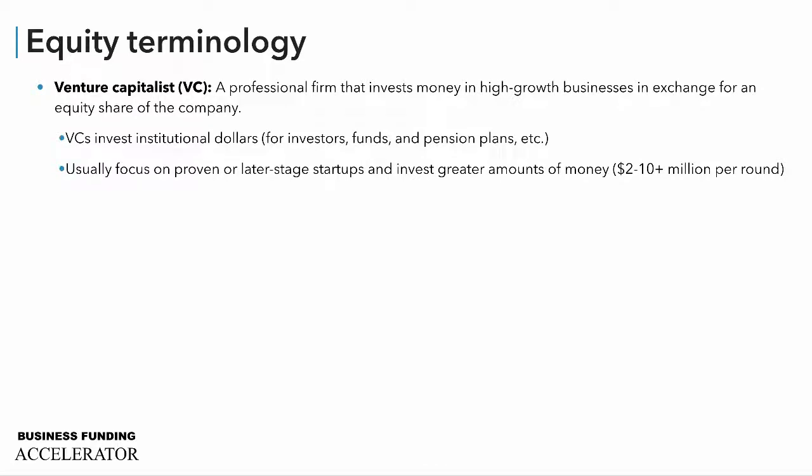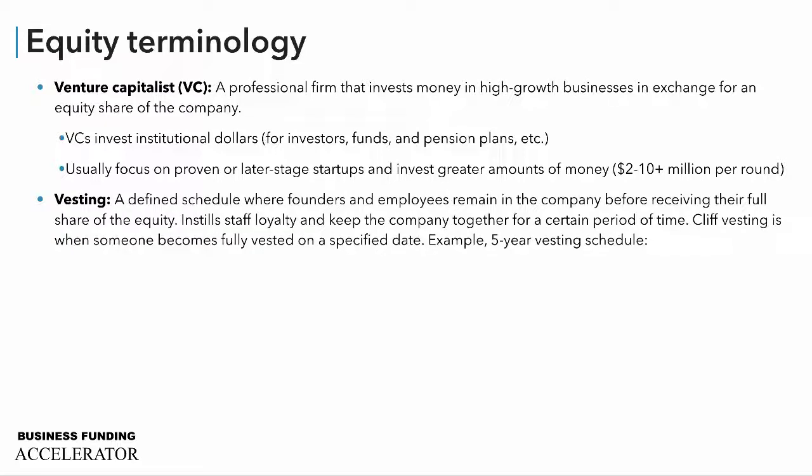They usually focus on proven, or many times early, but many times later stage startups and high growth companies, and they invest greater amounts of money. You typically won't see a VC firm writing a check for anywhere under a couple million dollars, and they certainly do write checks up to 10, 20, 50, 100, to a couple hundred million dollars, for some of the larger funds out there. Another term to know is vesting.